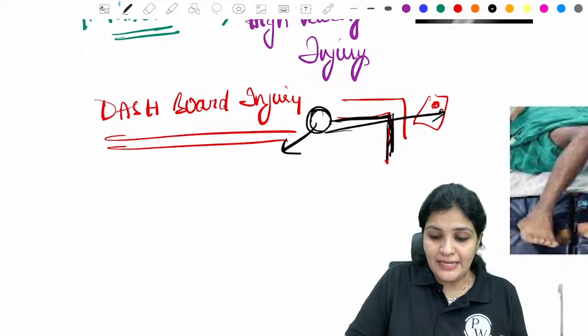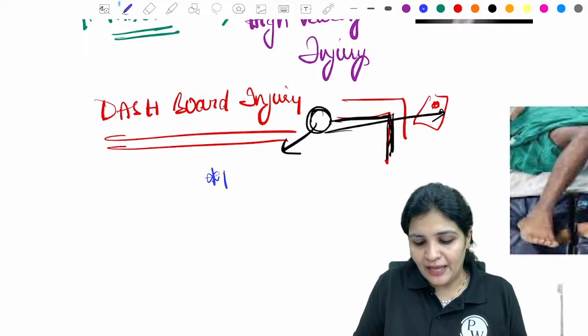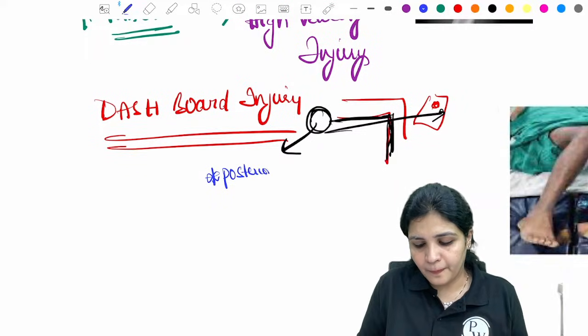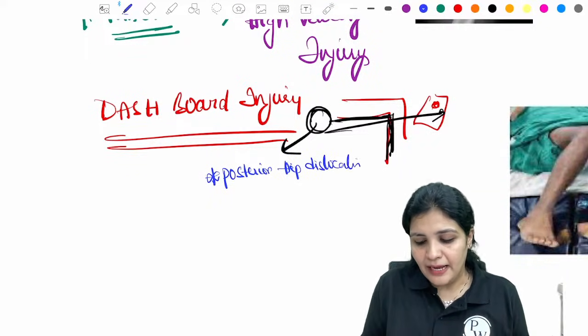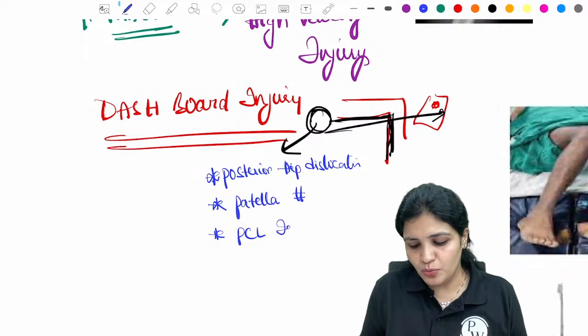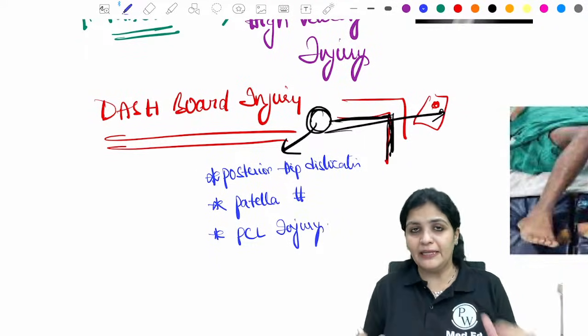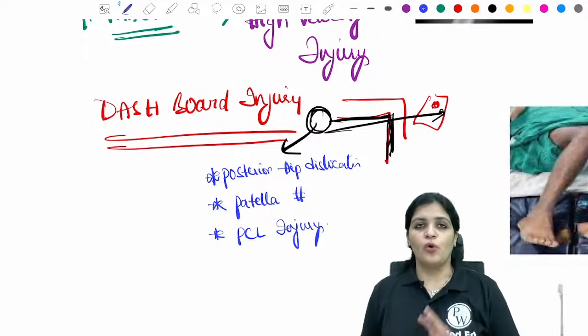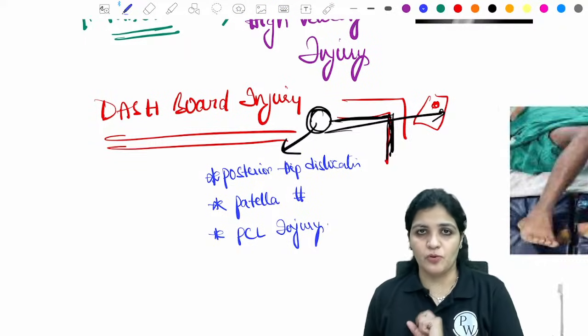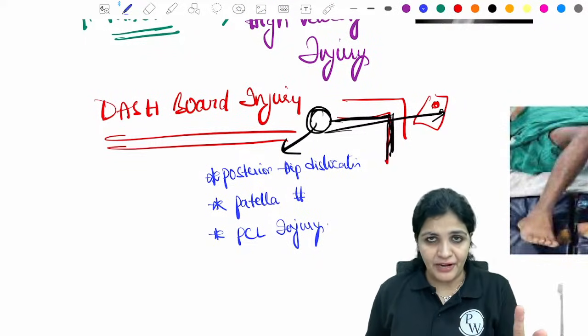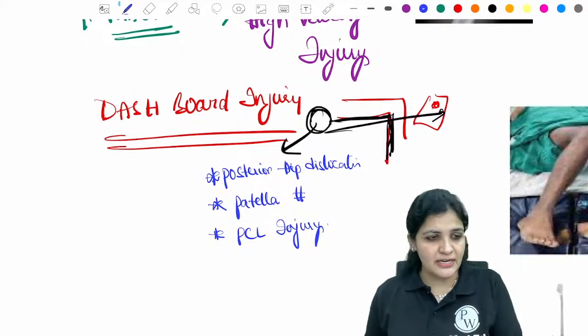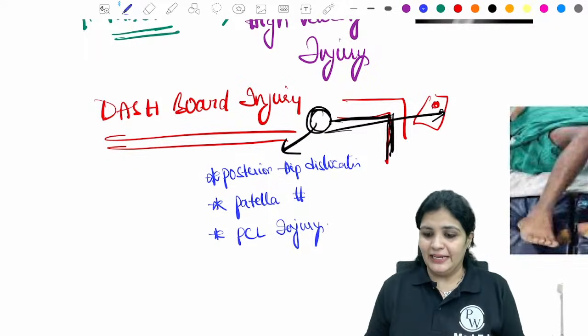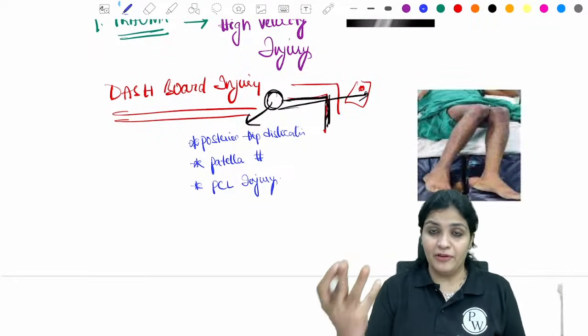Hence this is called a dashboard injury, where you will have a posterior hip dislocation, right, and a direct hit to the patella, so there would be a patella fracture, and then there is a PCL injury. So this is a triad which can happen in the knee and the hip together. This is called the dashboard injury complex: posterior hip dislocation, patella fracture, and PCL injury. This is what can occur in case of a high velocity trauma.